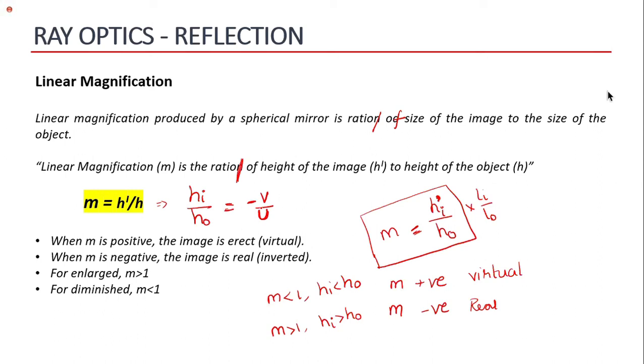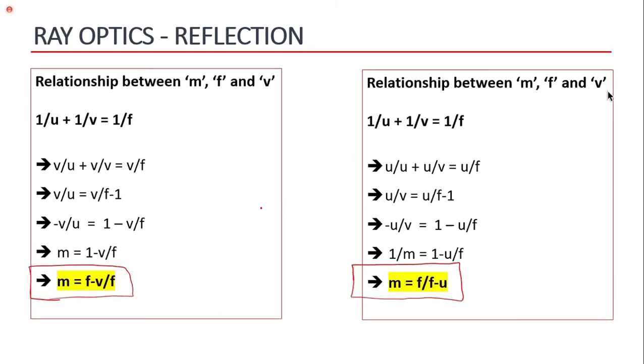Mirror equation will be 1 by v plus 1 by u is equal to 1 by f. Lens will be 1 by v minus 1 by u is equal to 1 by f. Magnification for mirror will be minus v by u. For lens, it will be plus v by u. Okay. So, anyhow, finally, I'll give you a comparison.